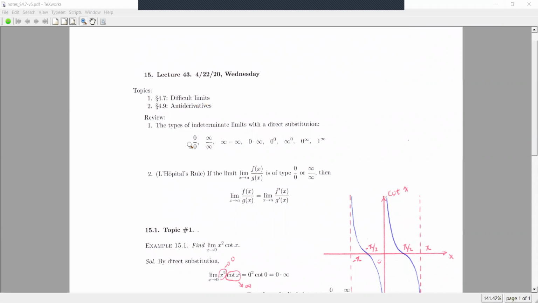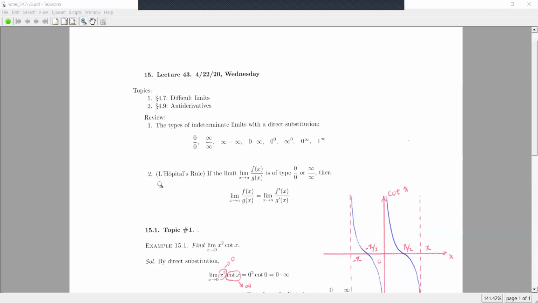Number one, in total, we have seven types of indeterminate limits. When we compute a limit with a direct substitution, plug in A in X, if we get one of these, then we cannot tell the limit. Direct substitution fails, and the limit is called a difficult limit. To find a difficult limit, we need to turn to some other method.